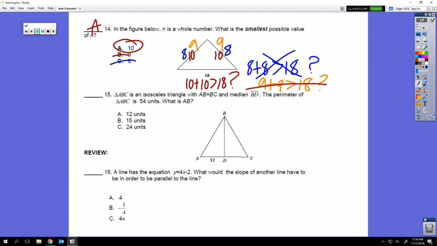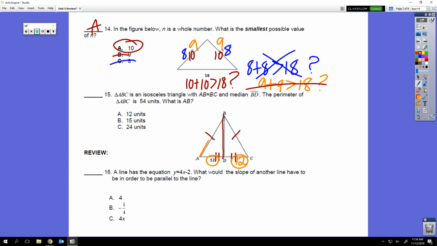Number 15, triangle ABC is an isosceles triangle with AB equaling BC. So I'm going to put that on there to make sure I know they're equal. And then median BD. So this line down the middle is a median, which means it's cutting this side in half, and it says the perimeter of ABC is 54. What is AB? Okay, so let's see what we know. They give us this little piece is 12, so I also know that this little piece is 12.